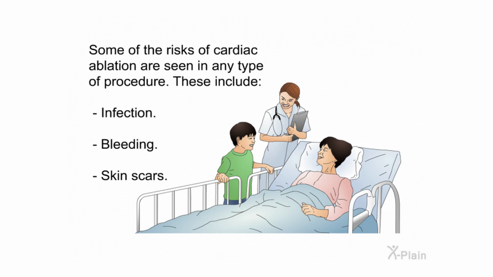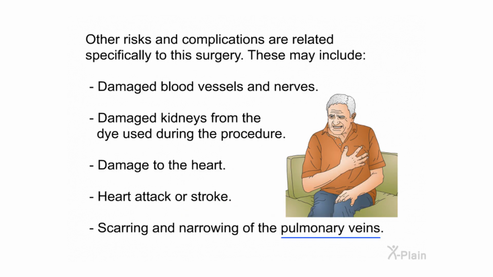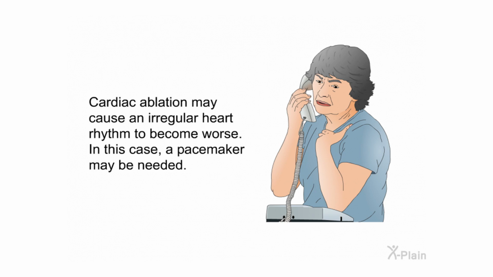Some of the risks of cardiac ablation are seen in any type of procedure. These include infection, bleeding, skin scars. Other risks and complications are related specifically to this surgery. These may include damaged blood vessels and nerves, damaged kidneys from the dye used during the procedure, damage to the heart, heart attack or stroke, scarring and narrowing of the pulmonary veins. Cardiac ablation may cause an irregular heart rhythm to become worse. In this case, a pacemaker may be needed.